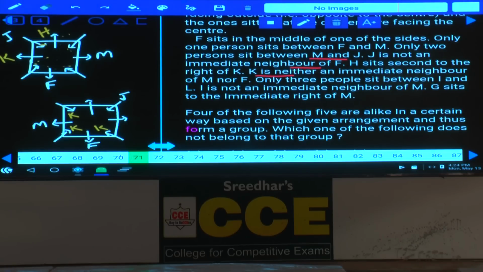Now we are left with only 2 more possibilities, either K can be here or K here, out of which if you take K at this place, H is seated second to the right of K, then F and H must be in the same place, which is not possible. Hence K cannot be here again. The only place left over is K is to the immediate right hand side of J. Now K is here. If K is here, H sits second to the right of K is valid.